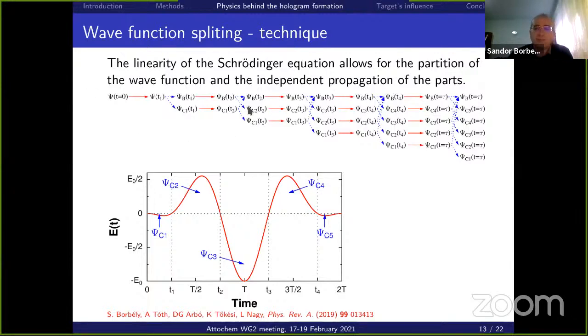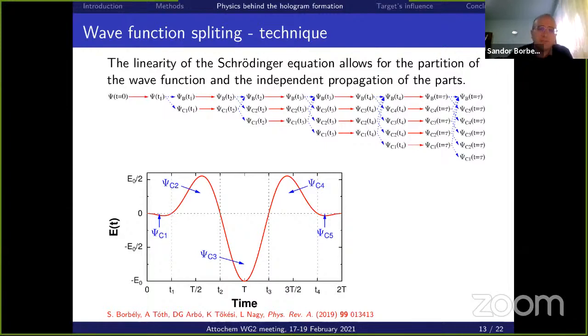which is a very simple approach. Basically, in the time axis, we have defined some checkpoints. The checkpoints are those points where the strength of the electric field is 0. And we have started our simulation from the initial state, and we propagated our system until the first checkpoint.